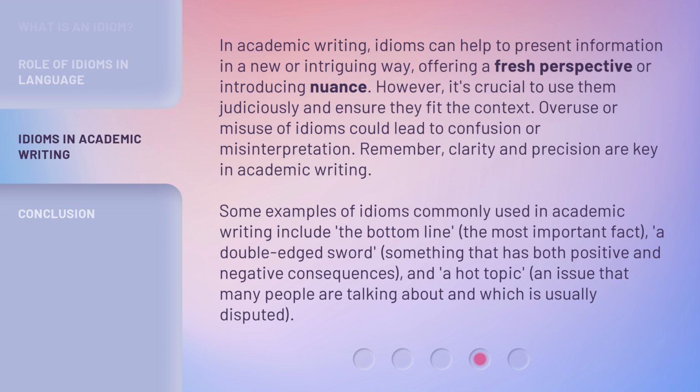Some examples of idioms commonly used in academic writing include the bottom line, the most important fact, a double-edged sword, something that has both positive and negative consequences, and a hot topic, an issue that many people are talking about and which is usually disputed.